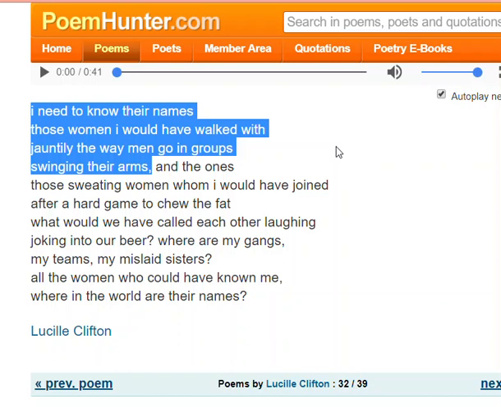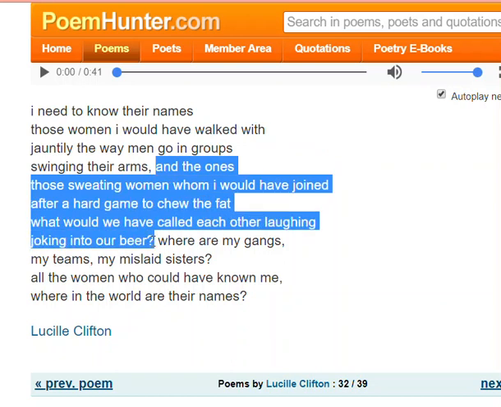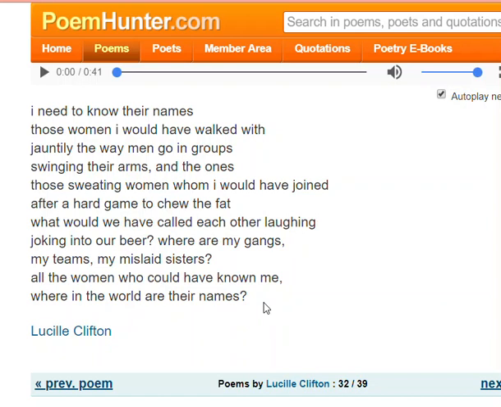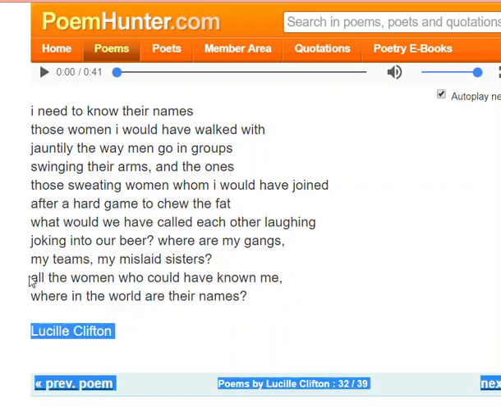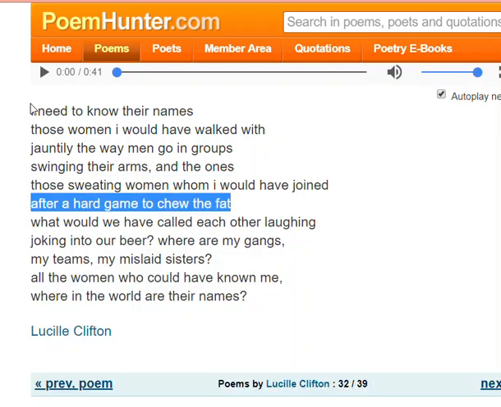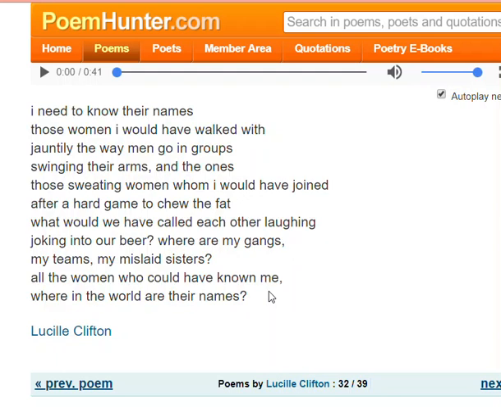There we go. Now we have our first full portion of this poem. So I think that you can kind of see. The next part is the sweating women after a hard game, joking into the beer. The gangs, the teams, the mislaid sisters, then is all together. And then the women who would have known me, where are their names? Again, as a separate thought. This is all one stanza. So it can be a bit harder to read, but if we break it apart that way, we can hear what her intention was a little bit better.